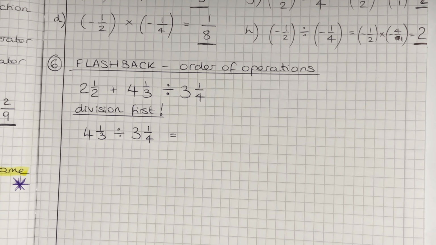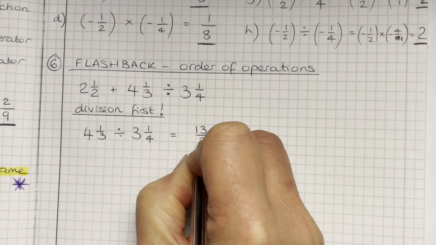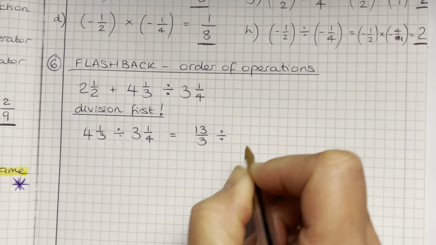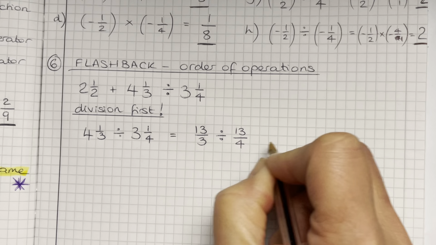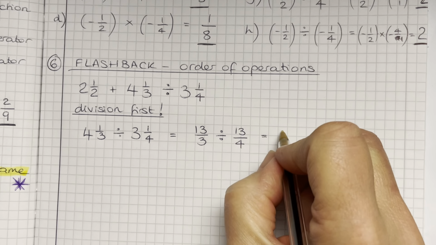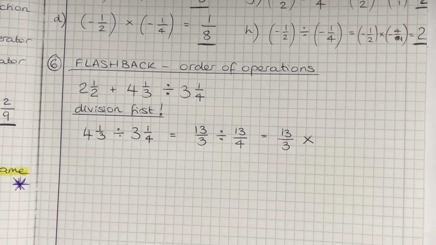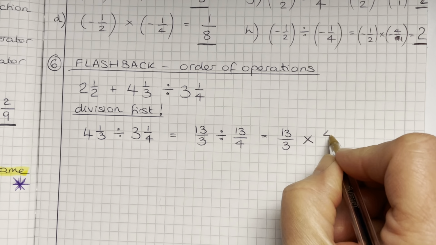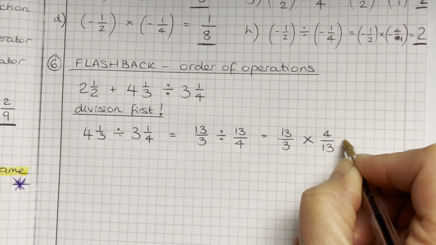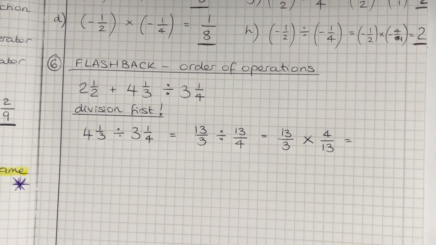So I've got 4 1/3 divided by 3 1/4. I'm going to turn them into improper fractions. So I have 13 over 3 divided by 3 times 4 is 12 plus 1, 13 over 4. I know that dividing by a fraction is the same as multiplying by its reciprocal. The reciprocal of 13 over 4, I flip them over, is 4 over 13. I've now got a choice.